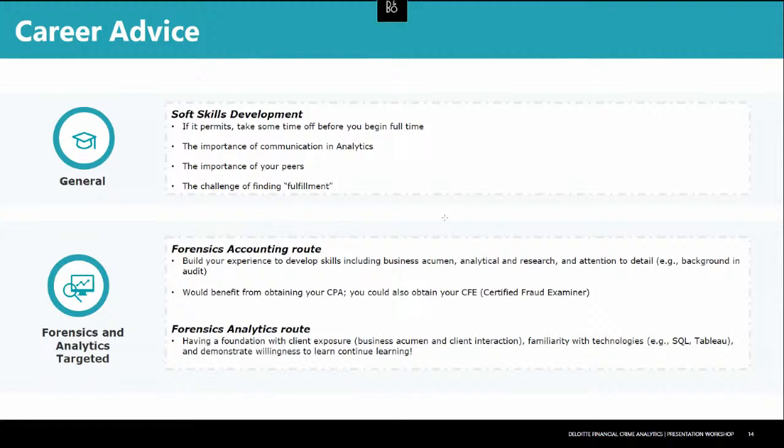I think it would also be great to get your CPA. And I think if you're in the master's program, you're on track for that. But you could also get another designation called the CFE. So this is the Certified Fraud Examiner designation.